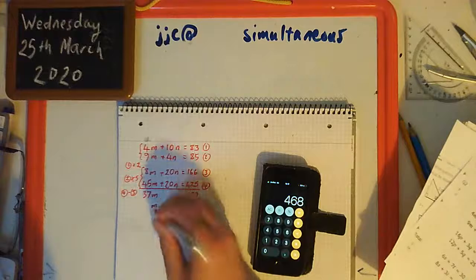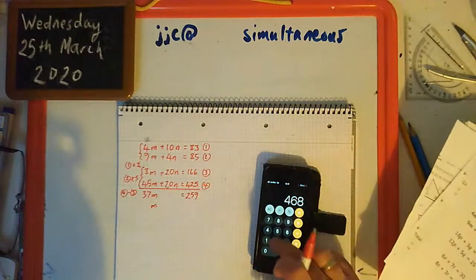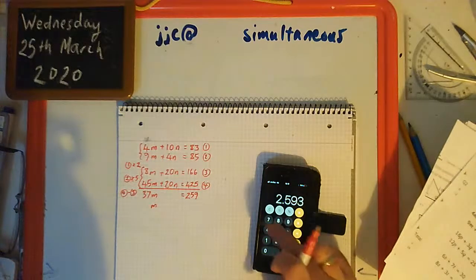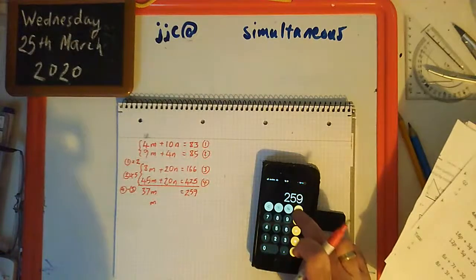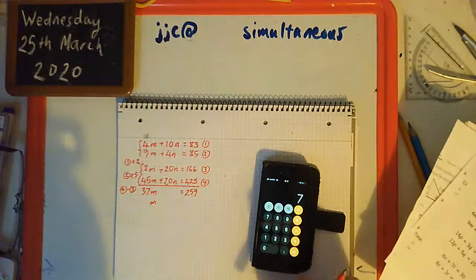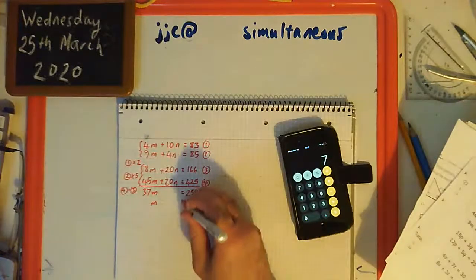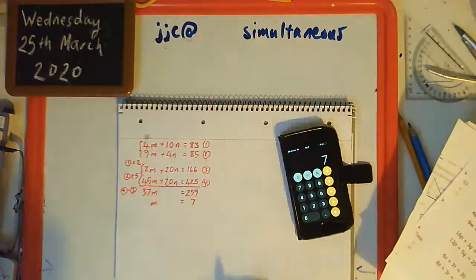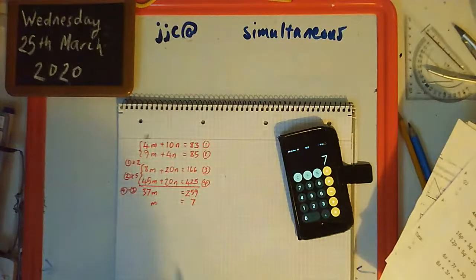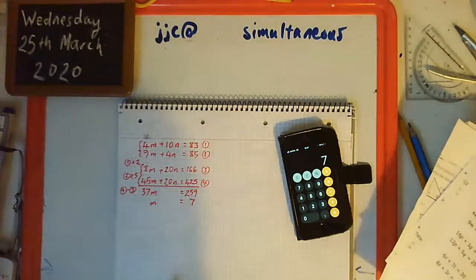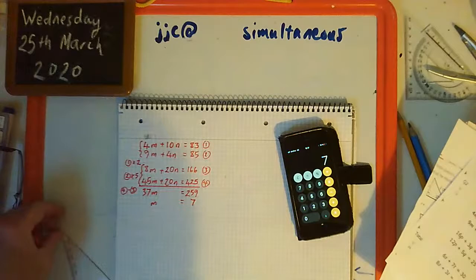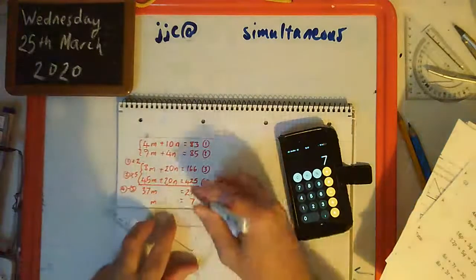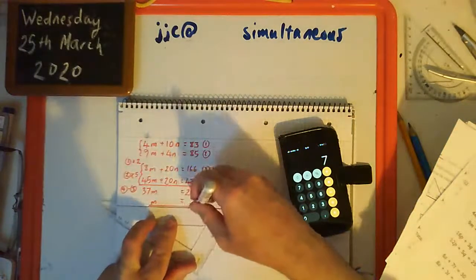So dividing everything by 37, 259 divided by 37, 7, brilliant. It goes 7 times exactly. So m is 7. So having figured out that m is 7, m equals 7 is the first answer.